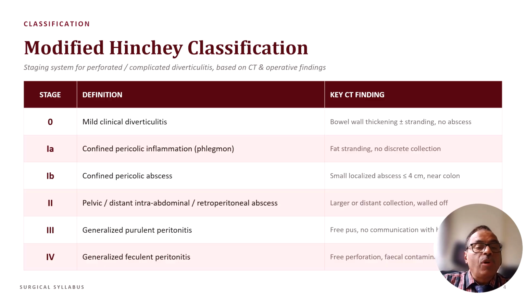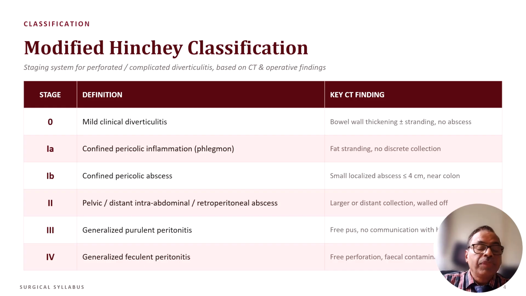Now, what exactly is this modified Hinchey's classification? Let's try to understand it in a much better way. Stage 0 would be, by definition, a mild clinical diverticulitis. What do you mean by this term, mild clinical diverticulitis? That means the patient may have signs of inflammation like fever, tachycardia. There may be pain and tenderness in the lower abdomen, specifically in the left lumbar and left iliac fossa. And when you do a CT scan in such a patient, you would see bowel wall thickening with or without fat stranding, but there would not be any abscess. That means there is no evidence of perforation.